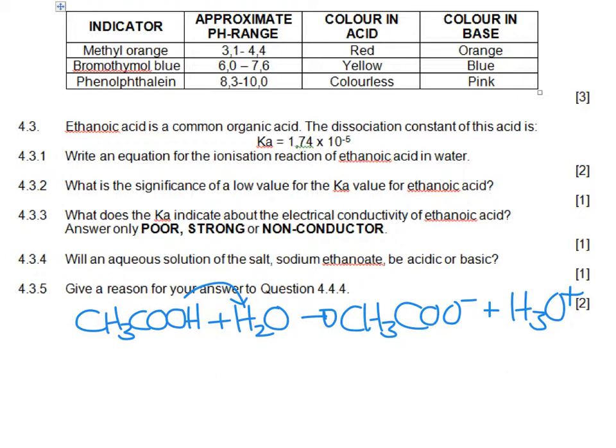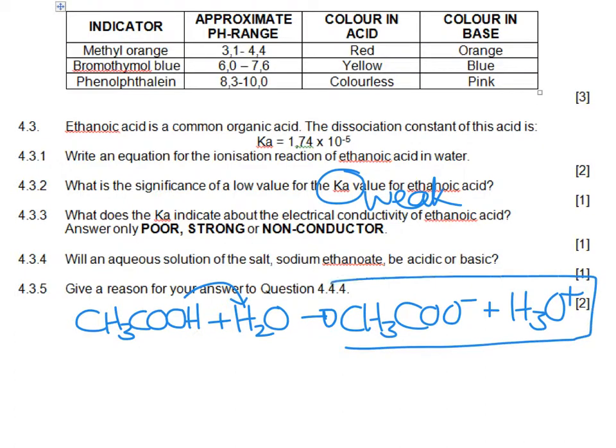What is the significance of a low Ka value? That tells me that it is a weak acid. What does it indicate about the electrical conductivity? Well, it means I'll have very few of these ions, and therefore few ions means poor electrical conductivity. Will an aqueous solution of salt, sodium ethanoate, be acidic or basic?